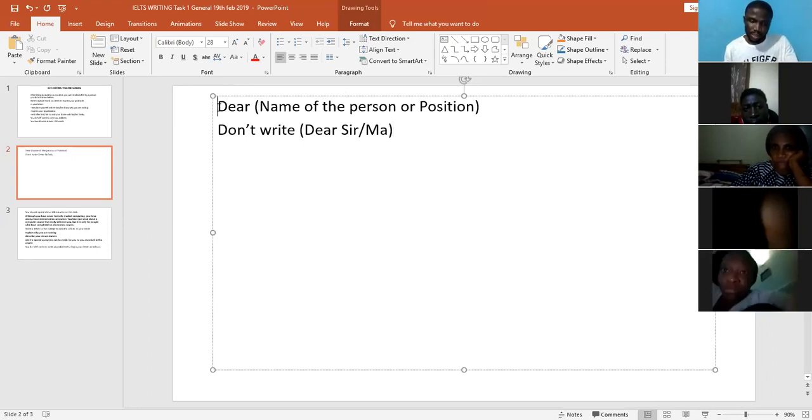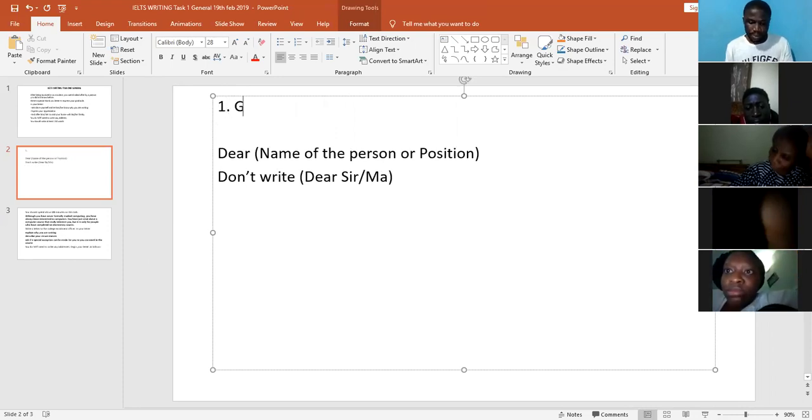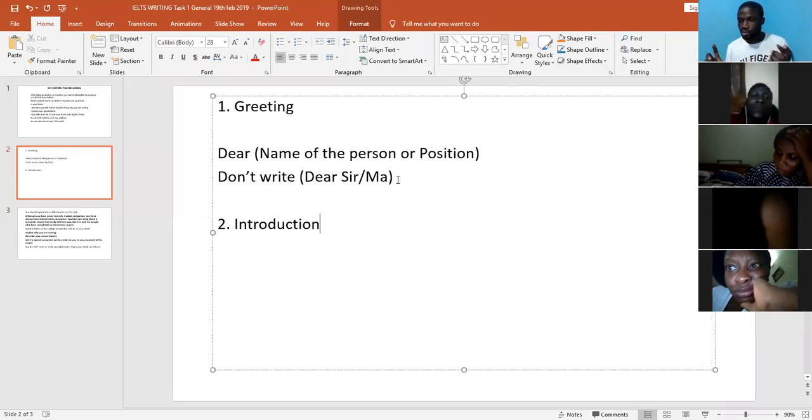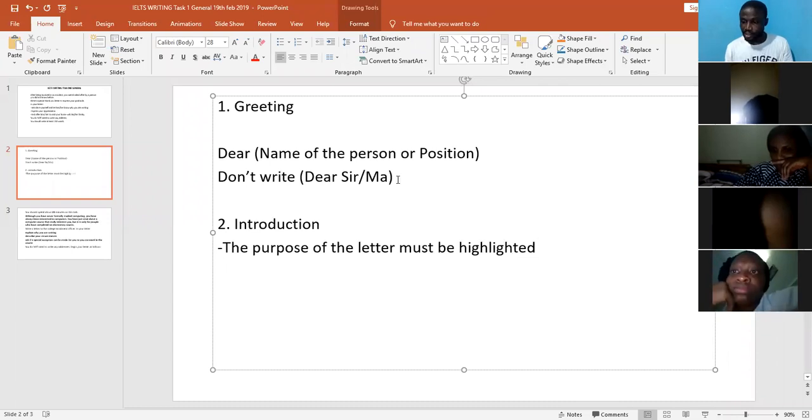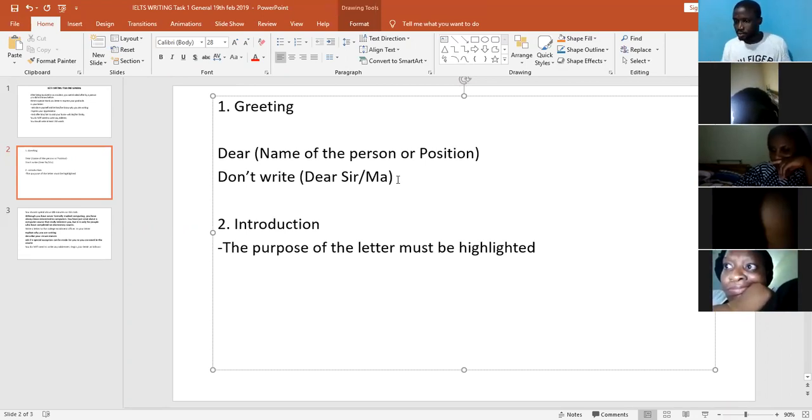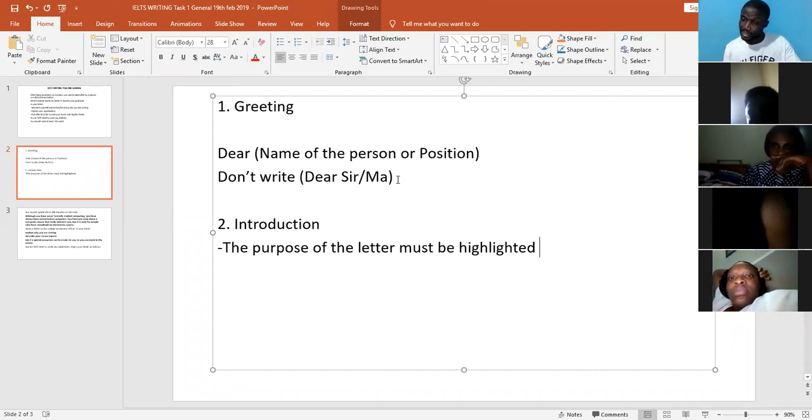Let me just label it. The first thing is the greeting, because a lot of people have asked me a lot of questions on this issue. The second thing is your introduction. In your introduction, the purpose of the letter must be highlighted here, because I see a lot of people greet, introduce themselves, and do not write the reason for their letter. It's not a British system. Whatever you write in your introduction, you must include the purpose of the letter in there.